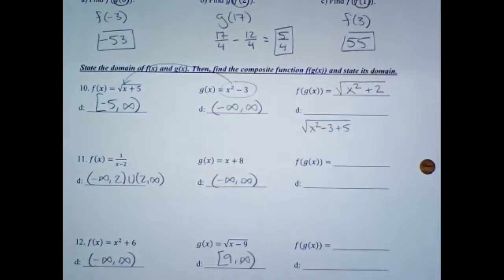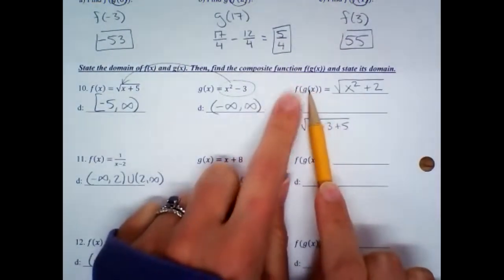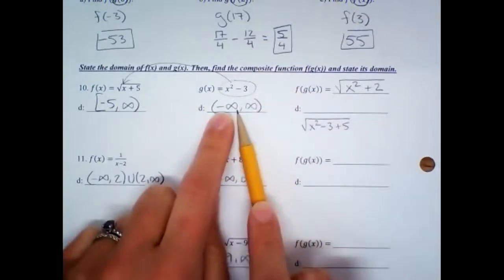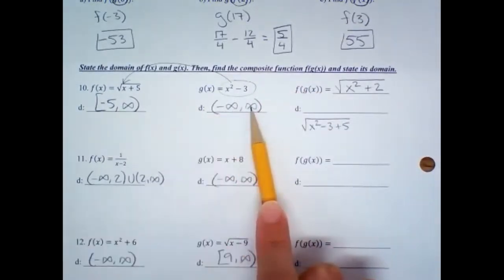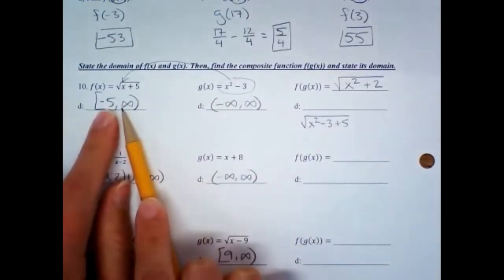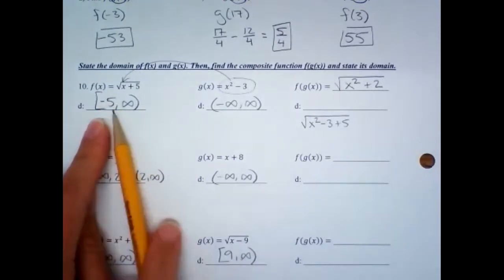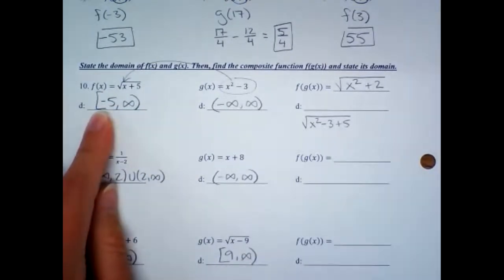All right, now the domain. Which one is the inside function? G. Does G have a restriction? Fantastic. All right, that part's good. Second step, does F have a restriction? Hey, G of X, you better stay bigger than -5 or else.